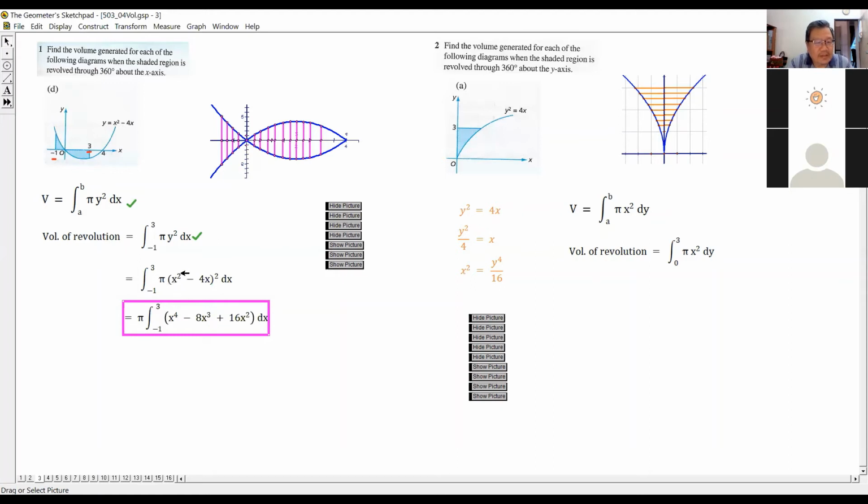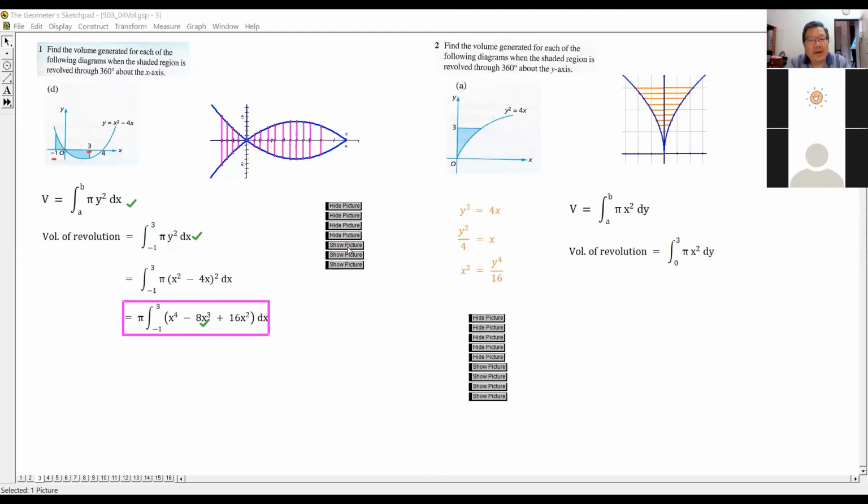The first term, x squared squared, gives x to the power 4. How to get the second term? This is 2 times a times b, which means 2 multiplied with x squared multiplied with negative 4x. 2 multiplied by x squared is 2x squared, multiplied with 4x again becomes 8x cubed. This is how you expand. And lastly, you square the 4x, and it becomes positive 16x squared.